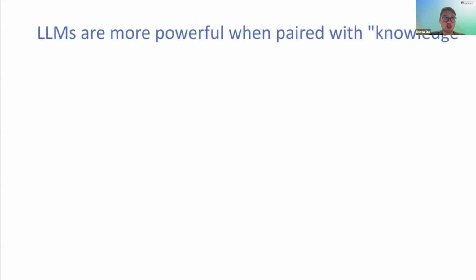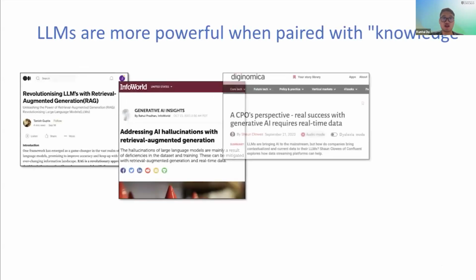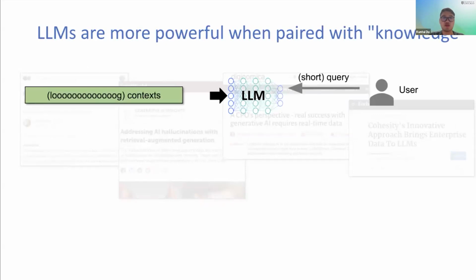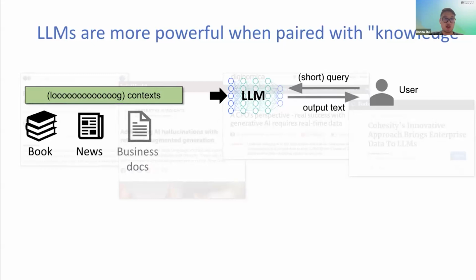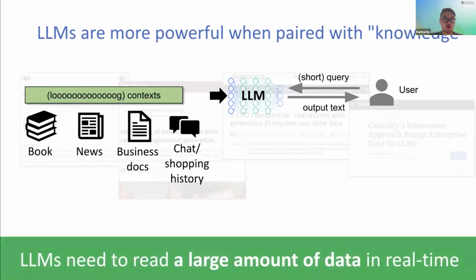As a quick pitch, large language models are more powerful when paired with a very long context, let's call it knowledge. The user will send a short query, but we need a very long context to make sure we correctly answer that query. The long context can be of different formats, like books, news, business docs, or chat and shopping history. For example, if I'm wondering what the news is today, that requires a long document for the LLM to answer well.